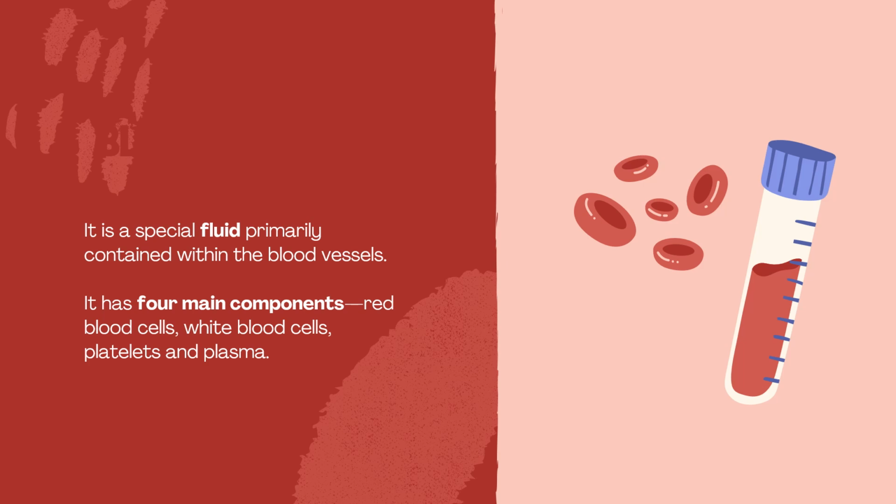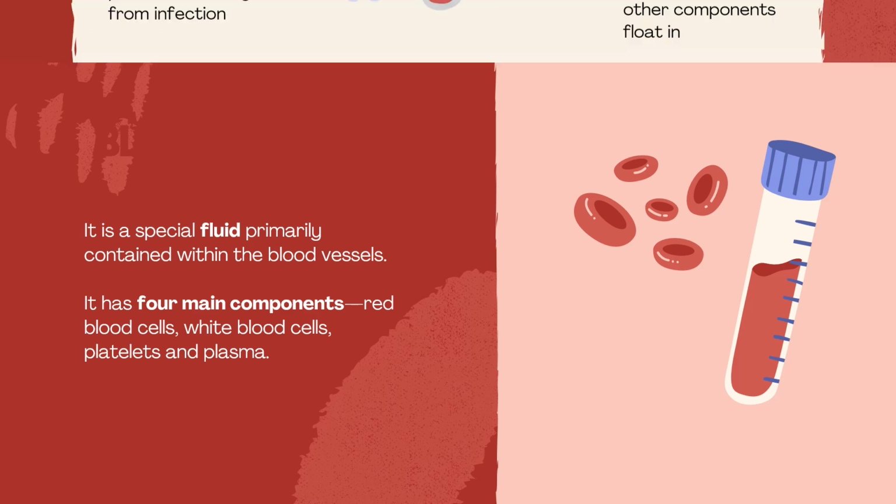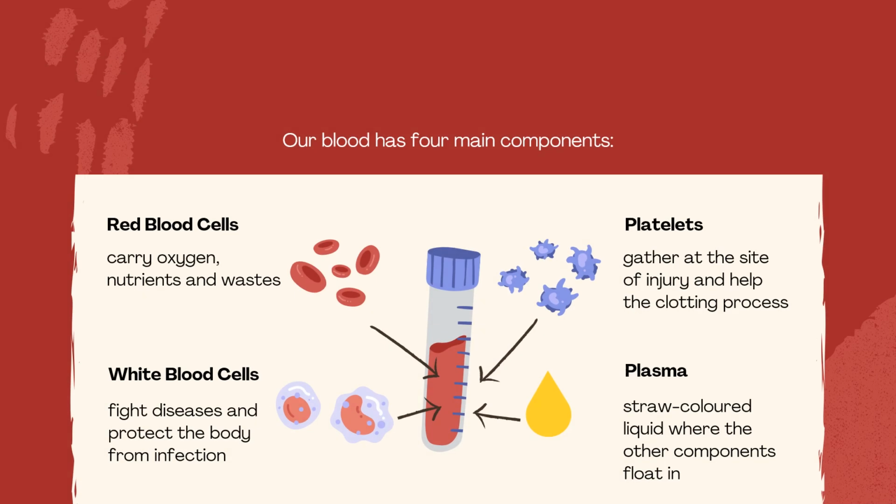Now, blood is a special fluid primarily contained within the blood vessels. It has four main components: red blood cells, white blood cells, platelets and plasma. Let's see. Here you can see our blood has four main components. Red blood cells, you can see the picture here, carry oxygen, nutrients and waste.